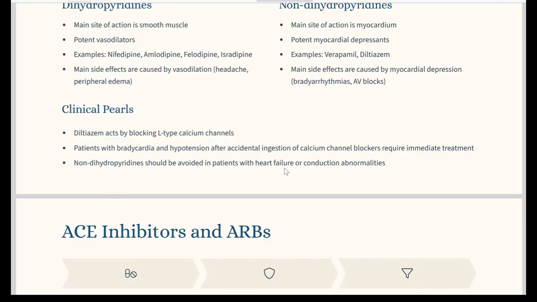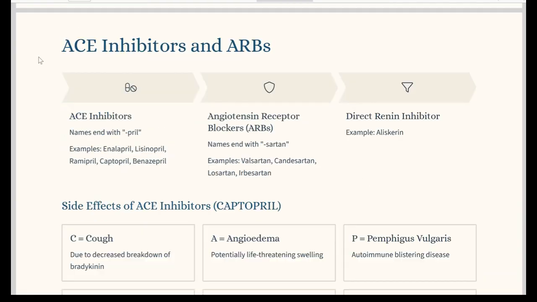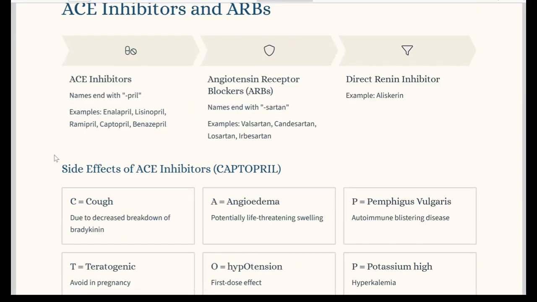Non-hydropyridine should be avoided in patients with heart failure or conduction abnormalities. This is also important. They will put this in an MCQ. ACE inhibitors and ARBs, we did this yesterday. Remember, all your prils are ACE inhibitors. All your sartans are ARBs. And the direct renin inhibitor is aliskiren, and they will put this in an MCQ.